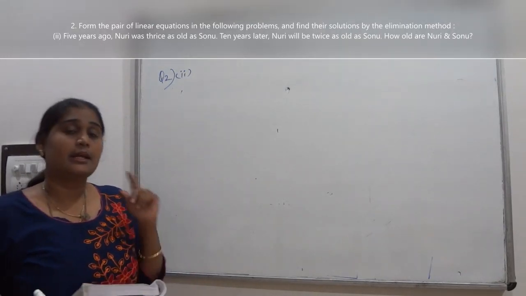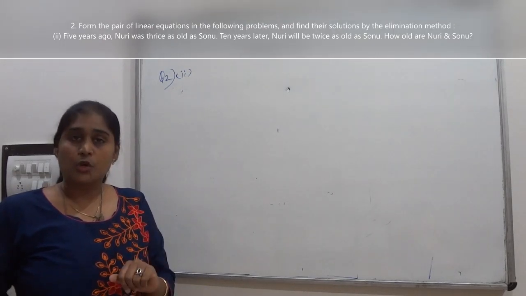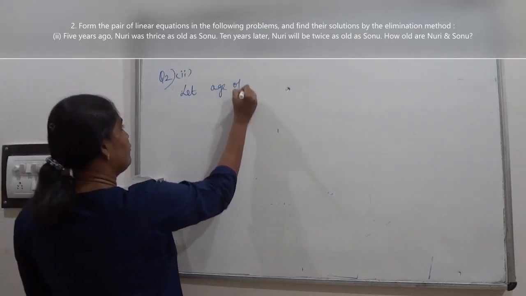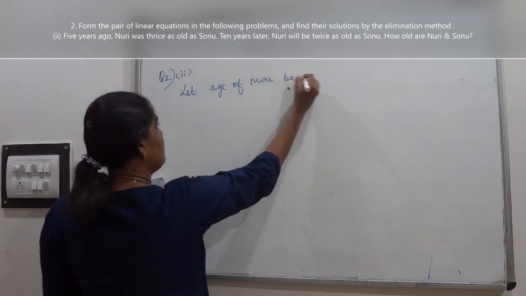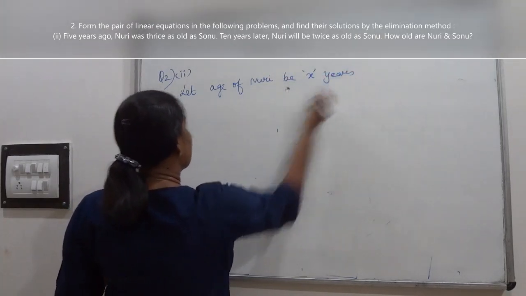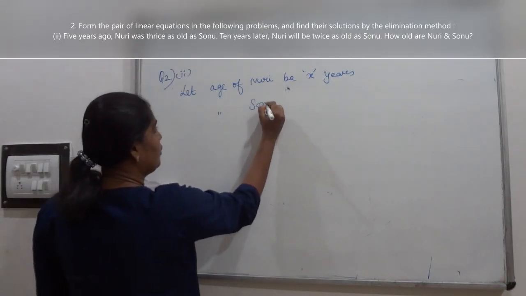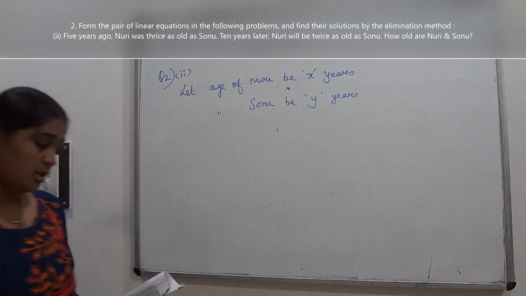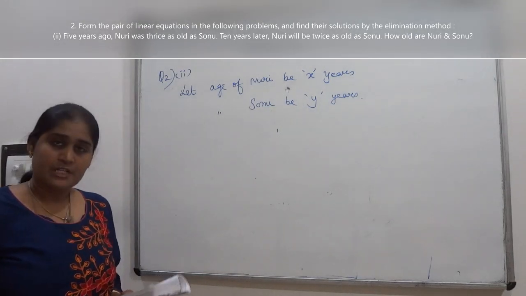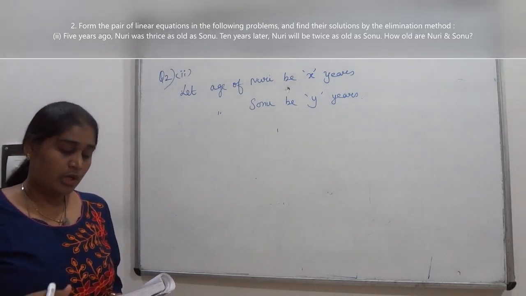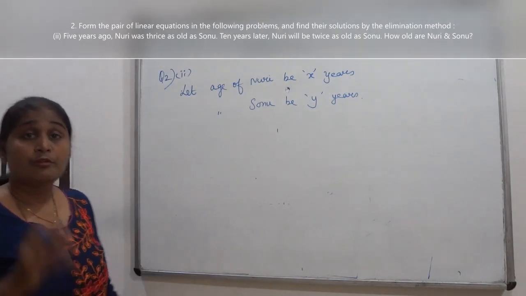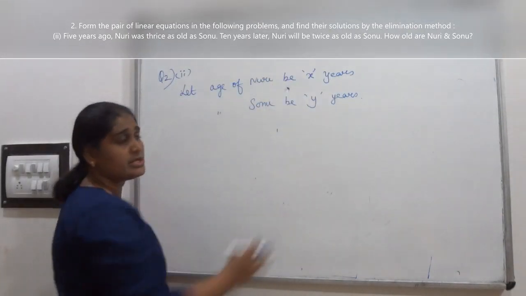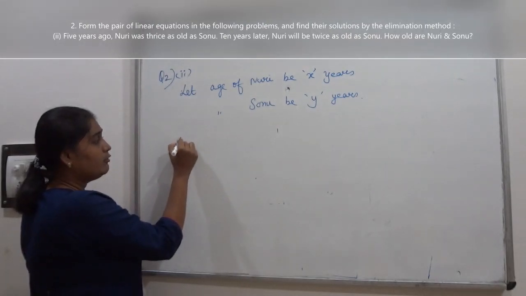So I am taking the age of Nuri as x and the age of Sonu as y. You have to write these statements. Let the age of Nuri be x years. Age of Sonu be y years. According to the question, two statements are given to you. The first one: 5 years ago, Nuri was thrice as old as Sonu. 5 years ago means 5 years before. Presently, the Nuri age is x. 5 years ago means you have to subtract 5 years.